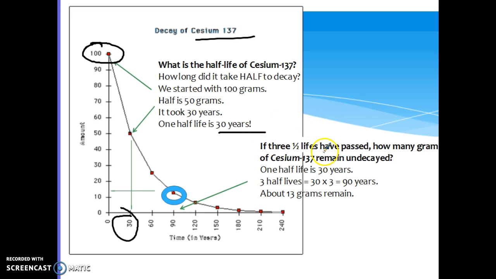All right, so an add-on question to that: if 3 half-lives have gone by, how many grams of cesium-137 is still undecayed? Well, all you have to do is count down 3 times. The only thing, you've got to be careful, you don't count your initial amount as a half-life. So I would go 1, 2, 3. This blue circled one here is my third half-life. It's not asking you how many years have gone by, it's asking you how much you would have left. So you look over to the left here, and I'm going to estimate that to be about 13 grams.